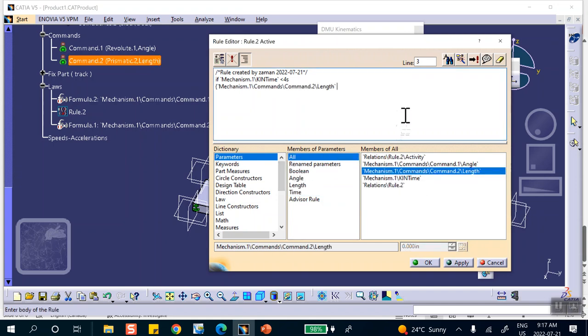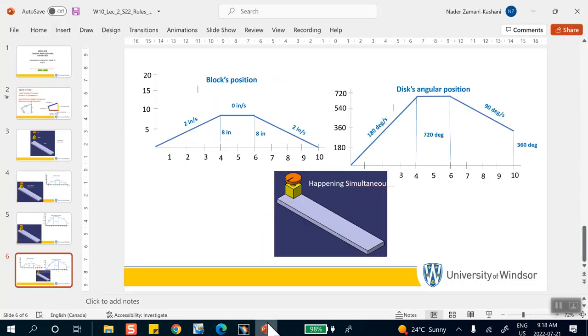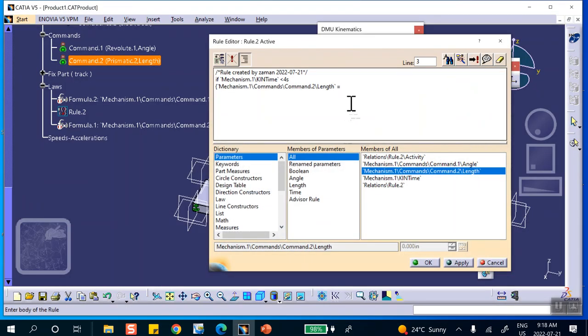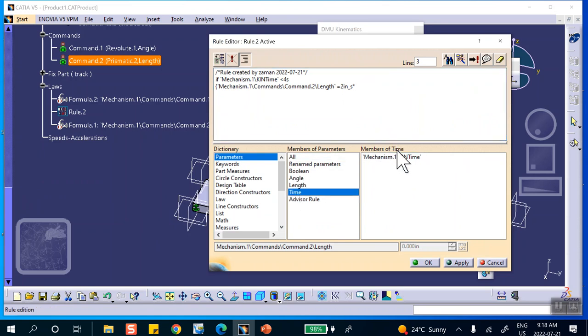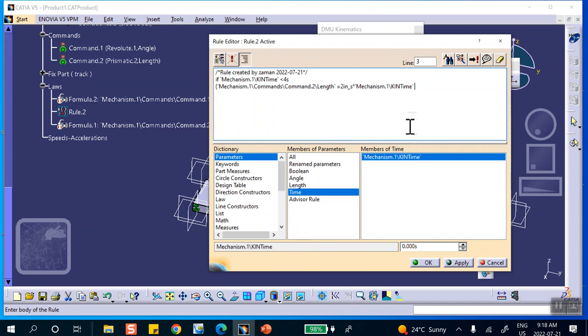Okay, how about that? If time is less than 4 seconds, length is equal to, if you look at this diagram, it says 2 inches per second times time. So it's going to be 2 inch underscore second times time. Return.